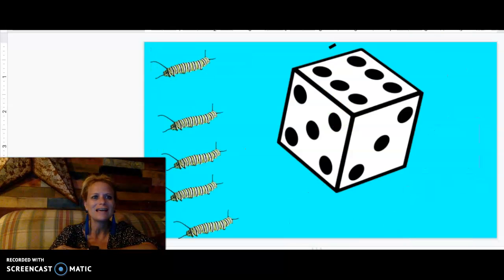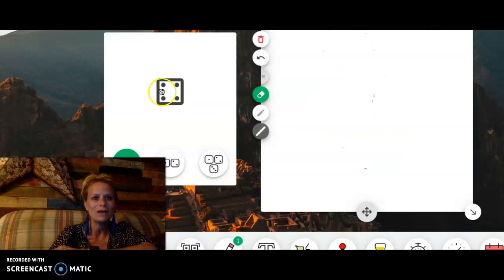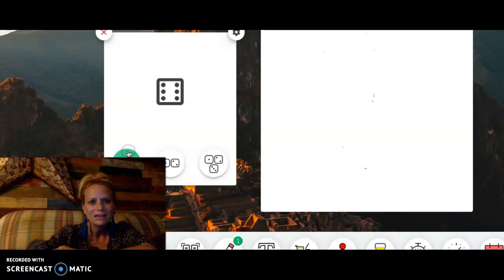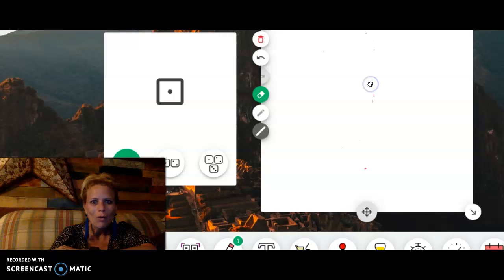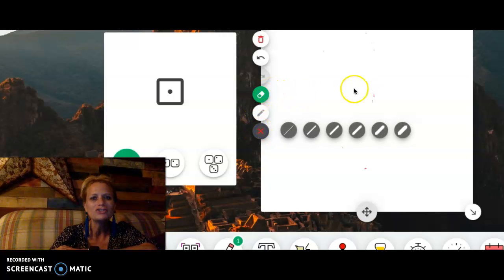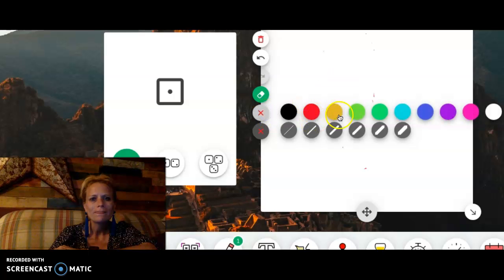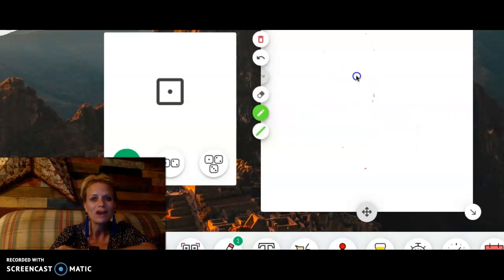All right, let's shake that dice and find out what number we have today. And shake. How many is that? 1. I am going to draw 1. I'm going to use green, and I'm going to draw 1 circle today. 1 circle. I'm also going to write the number 1.